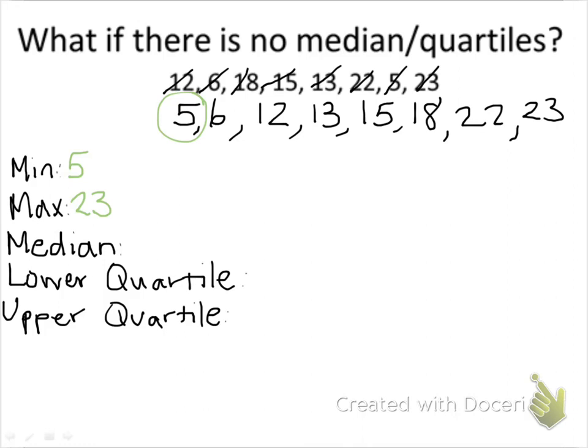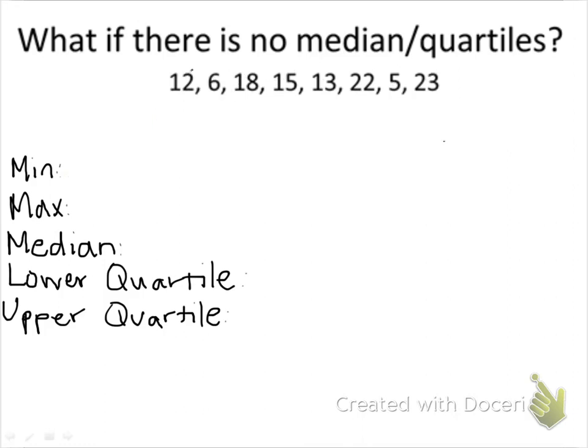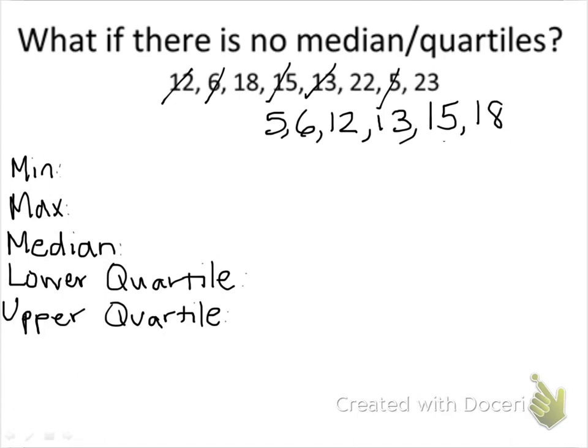Next thing people ask is, what if there is no median or quartiles? This is a problem we ran into when we were finding the median. What if we have an even number of numbers? We're going to follow the exact same steps. First, put our numbers in order from least to greatest. So 5 is our smallest, then 6, then 12, then 13, then 15, 18, 22, and 23.